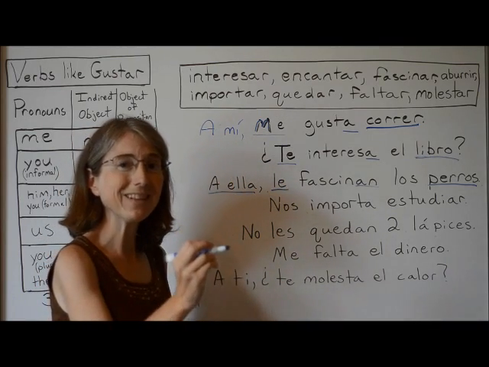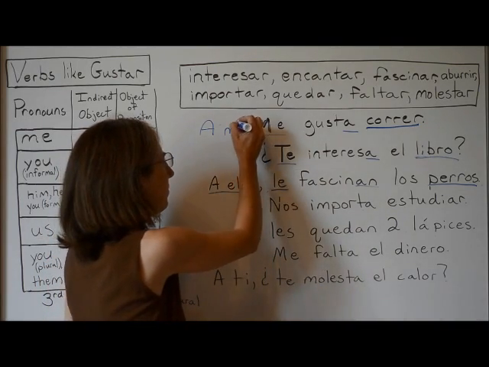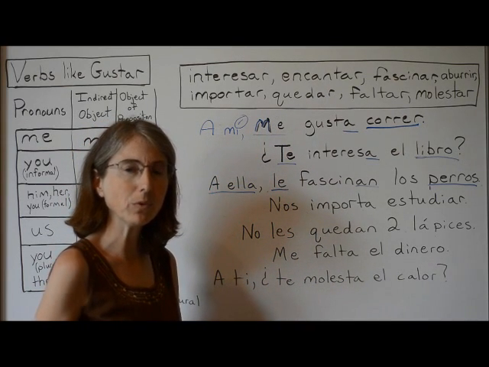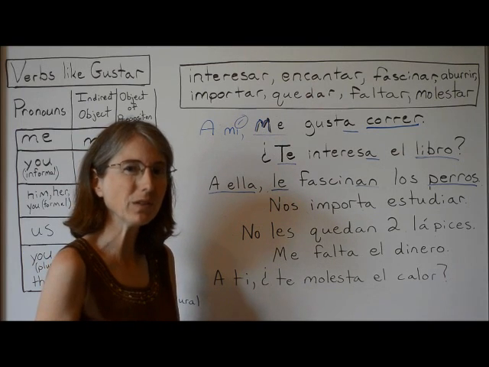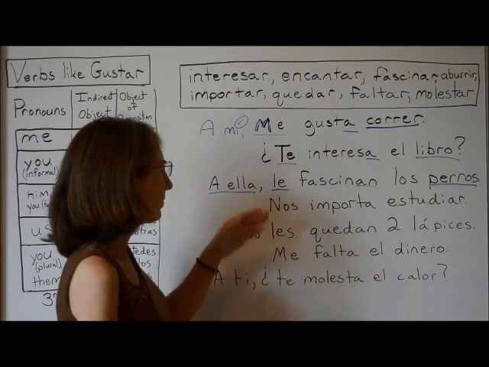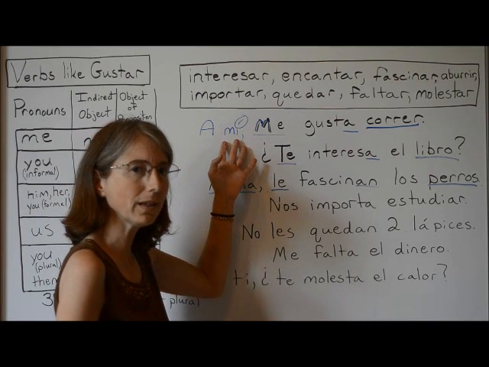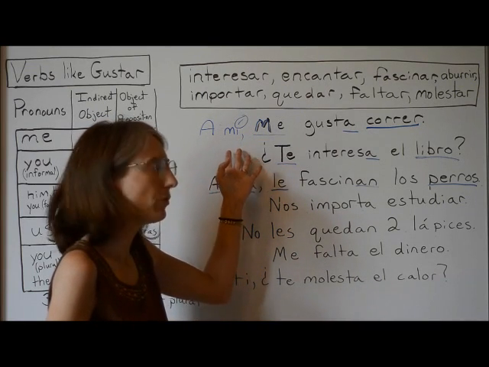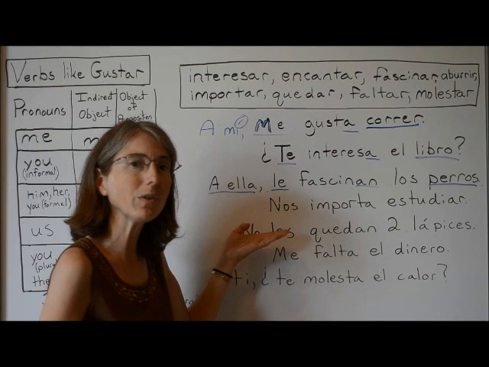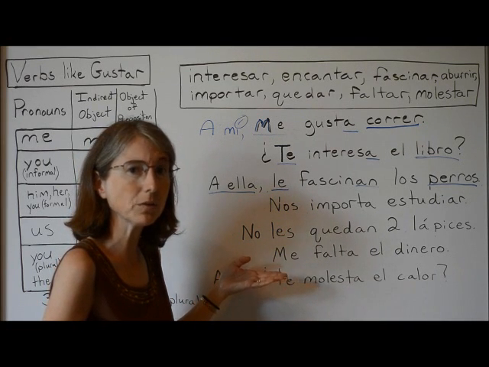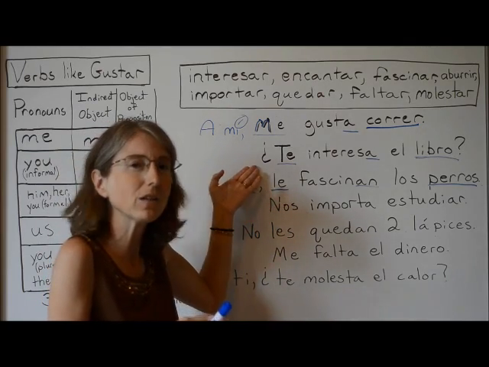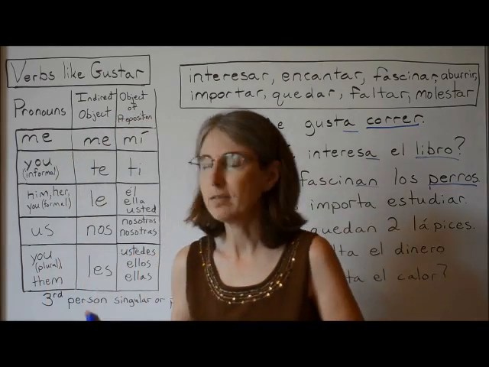Notice that the mí has an accent mark on it. This distinguishes it in spelling from the possessive mi, but it doesn't change the pronunciation. So this is the prepositional pronoun mí. It's correct to add a prepositional phrase on the beginning of any of these. It's just most frequently used with le and les for clarification, but it can also be used in a grammatically correct way on any of these sentences.